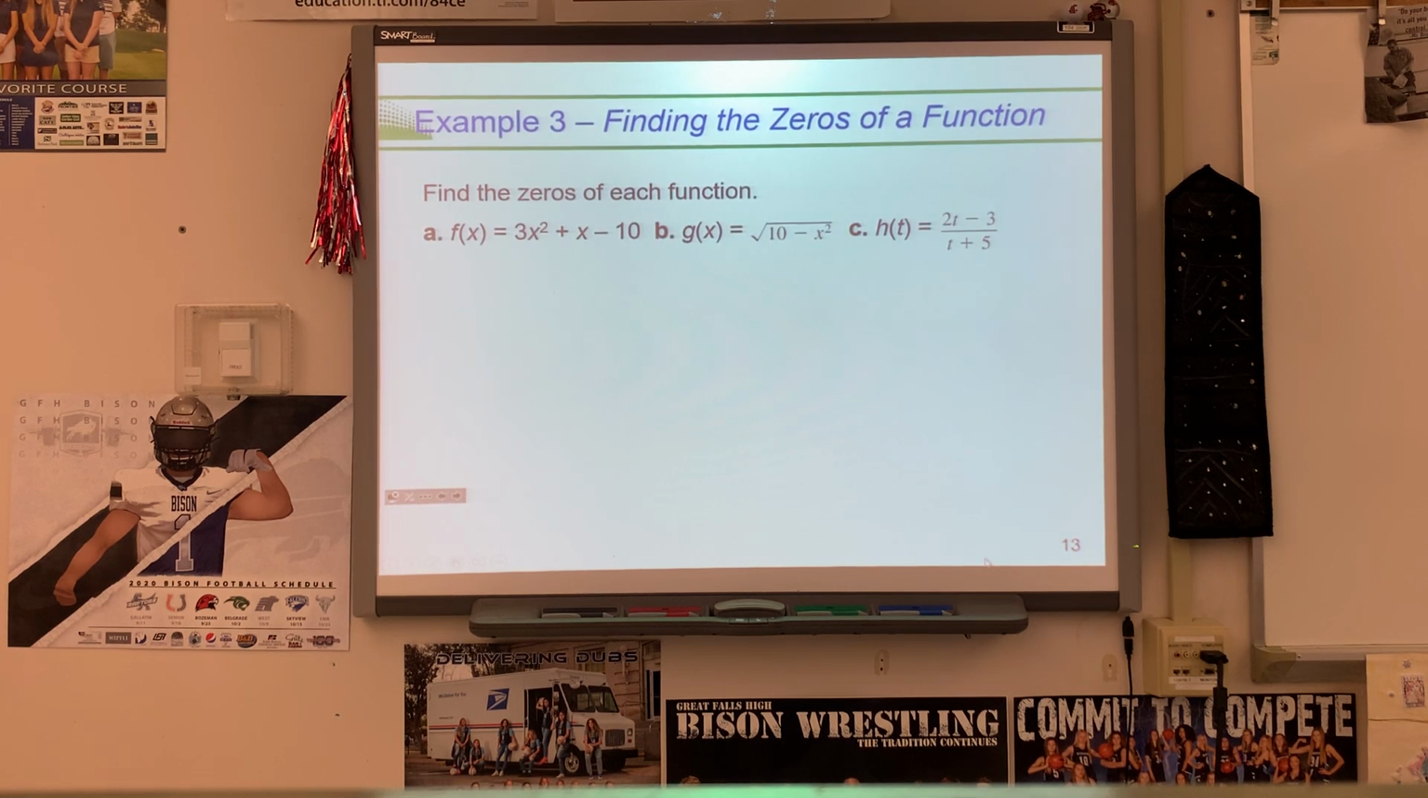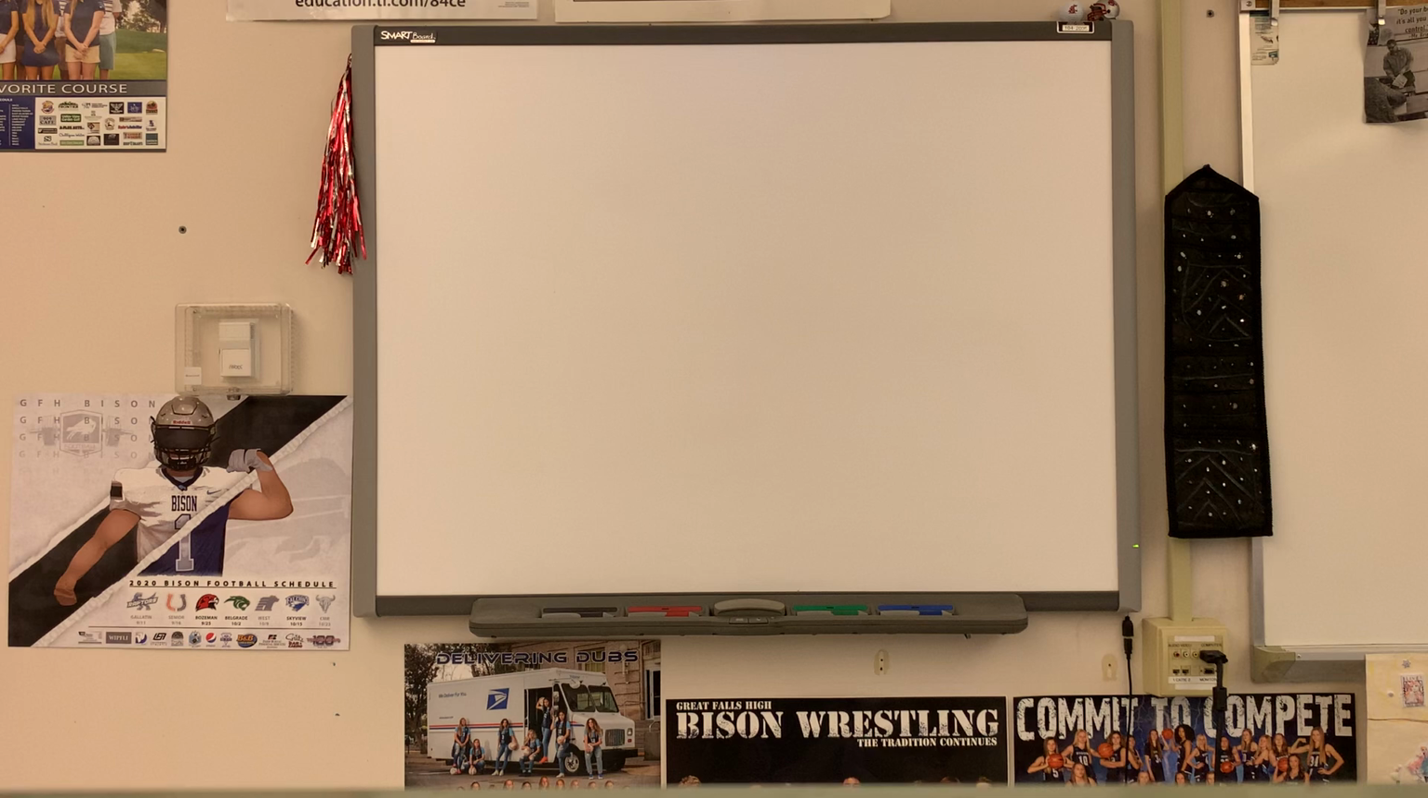All right, so let's practice it. Just like we did in the bell ringer, let's try it with these 3 functions that are given. We're going to find the zeros of each of these functions. So once again, great opportunity for you to pause the video and try this from home. I'm going to switch over to the dot cam and we're going to do it together.